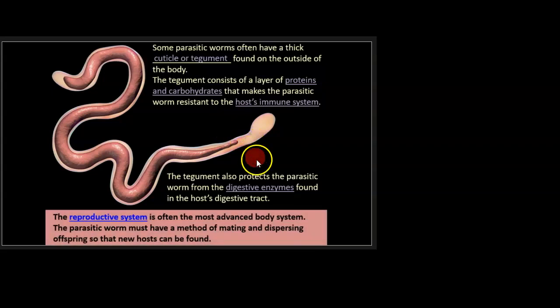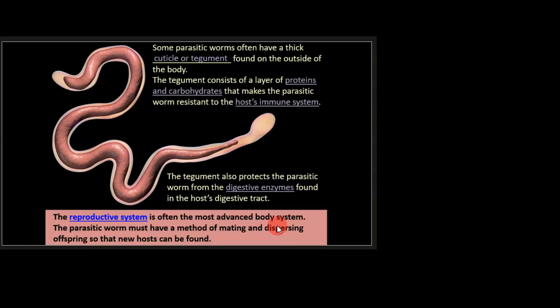The reproductive system is often the most advanced body system in a parasite. They are reproducing machines. And you saw that in the animation that we had on our exit ticket in the last class from the tapeworm. That's one of the most highly adapted features of a tapeworm, is how fast and the numbers of offspring that it can produce. The parasitic worm must have a method of mating and dispersing offspring so that new hosts can be found.